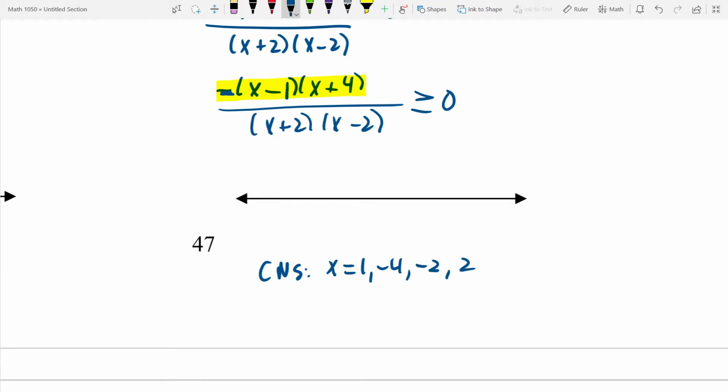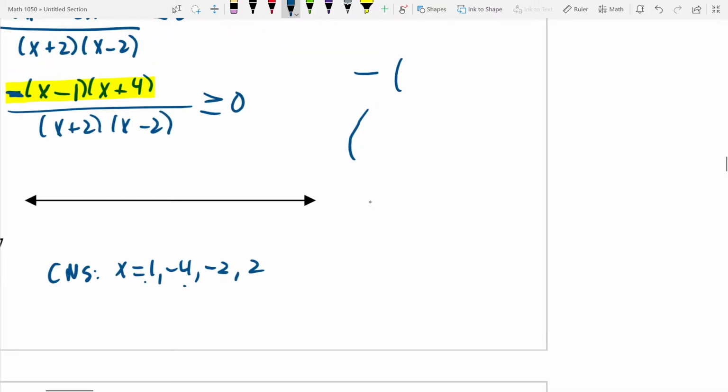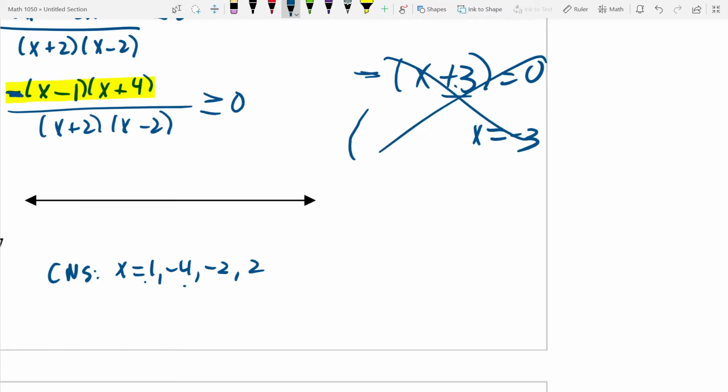Let me say something really fast. Everybody listen. People think because that's a negative, you should change those signs. No. If you have a negative times x plus 3 is equal to 0, this gives you x equals -3. You don't change it because of that negative. So no, don't do that, okay?